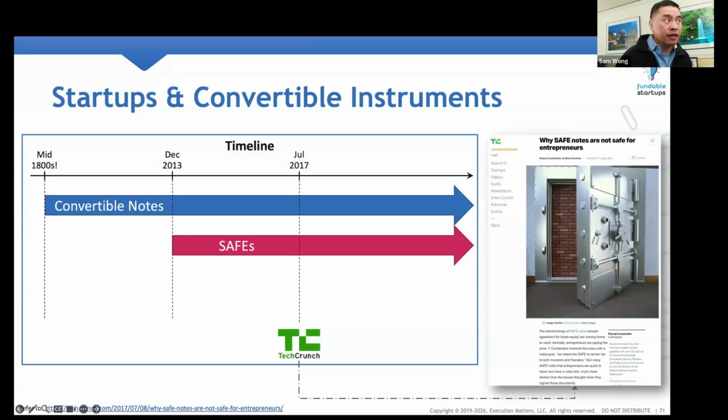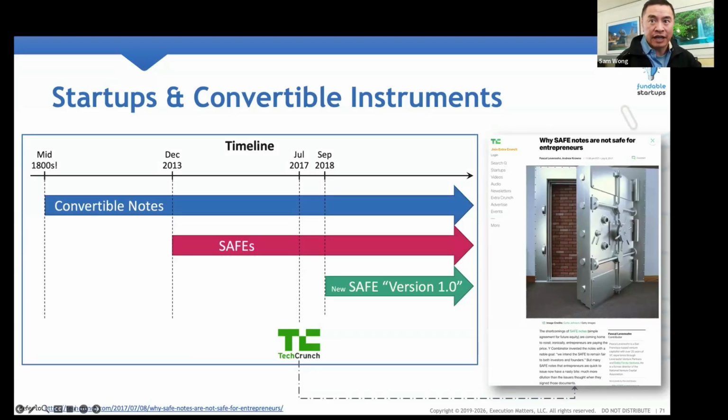After about 3.5 years of usage, people started noticing certain problems. Those problems were documented in a TechCrunch article released in July of 2017. Because of some of the problems, which I'll get into in a moment, Y Combinator said, yeah, this is a problem, and they went ahead and created a new safe, which they called version 1.0.